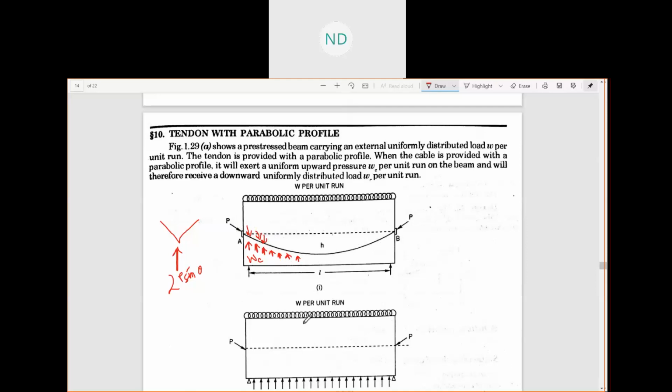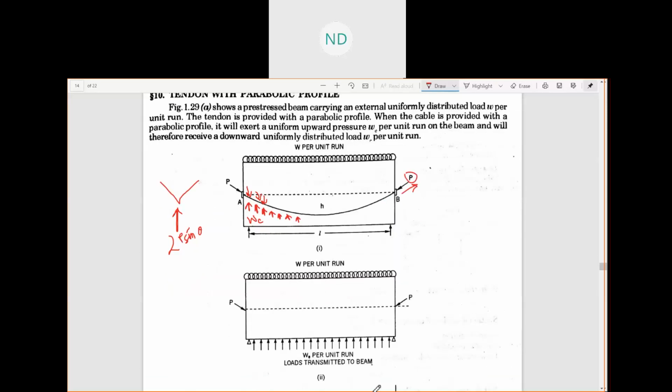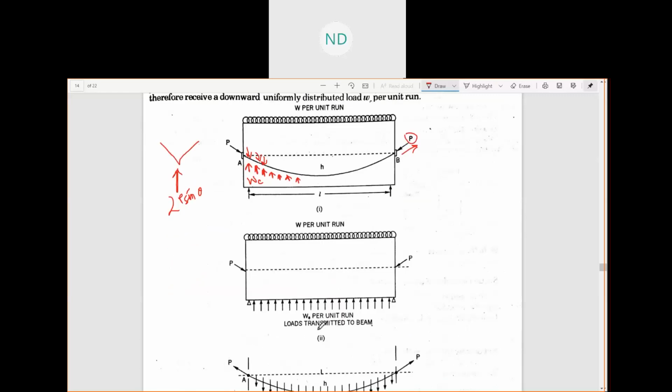Okay, you can see in this figure also. If you see this figure, these are the pressures which are given by this parabolic profile, and when you give a pull to this tendon, what happens? You're giving tension to the tendon, and then when you release, these are the pre-stressing forces which will be developed. This one is your pre-stressing force which is developed, right? So we can consider this to be WC per unit run, which are the loads transmitted to the beam.